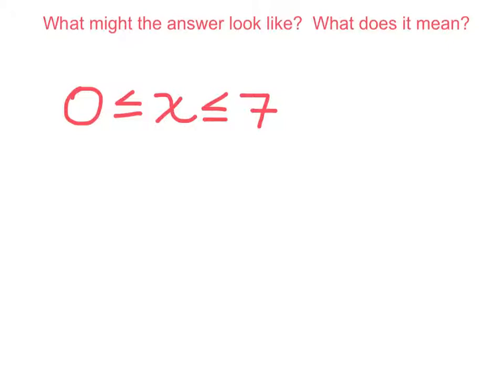Some numbers that x couldn't be are 7.1, 8, because those are bigger than 7, and x also couldn't be anything negative because those numbers are less than 0.